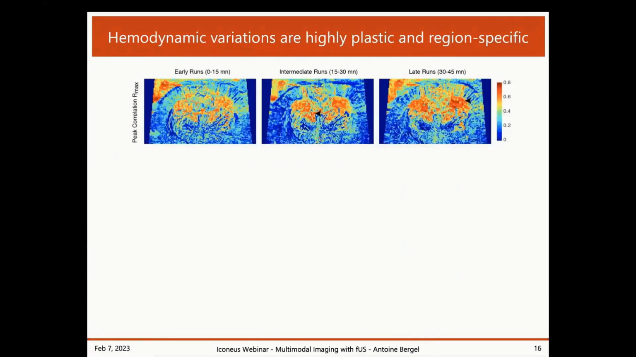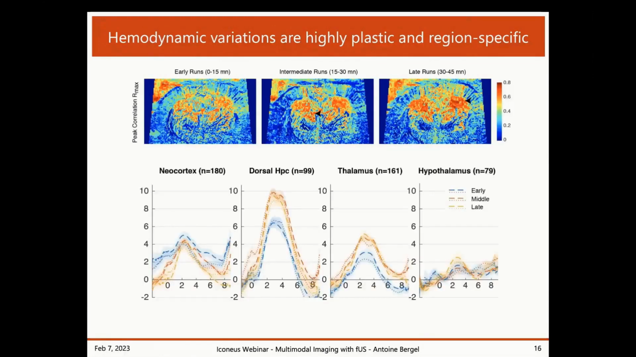The last effect that we saw is actually a time effect. We do not see the same activation between the early runs. If we group our runs into the first 15 minutes, the intermediate runs, the next 15 minutes, and the last 15 minutes of our recordings, we see that the activity in the hippocampus strongly and steadily builds up. And you see the inverse effect in the neocortex, which is also a surprise to us.